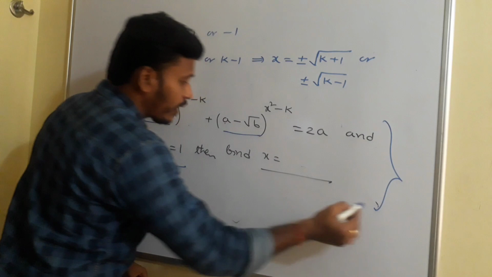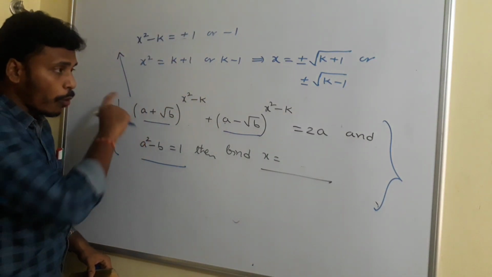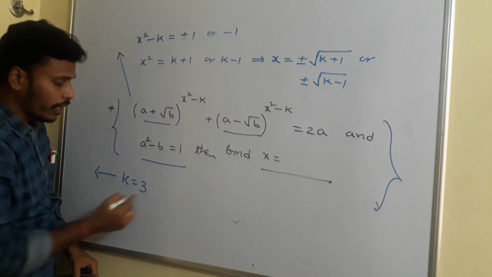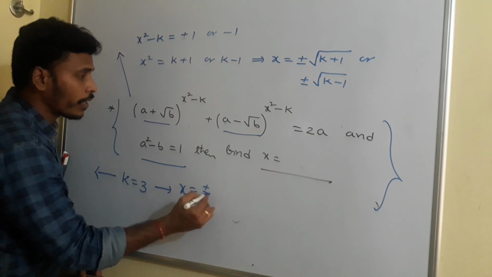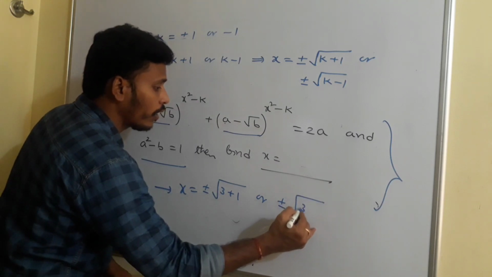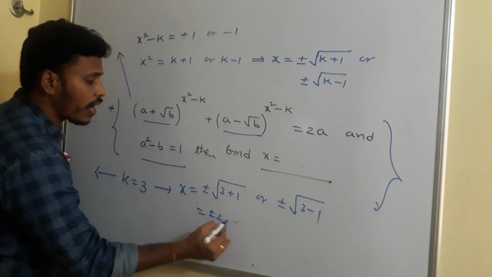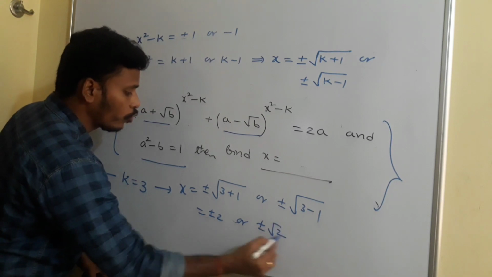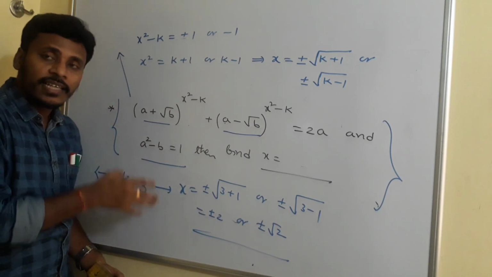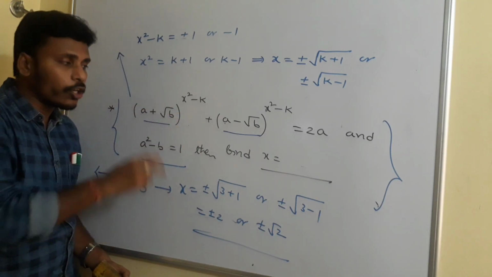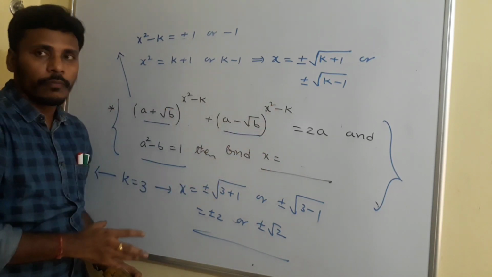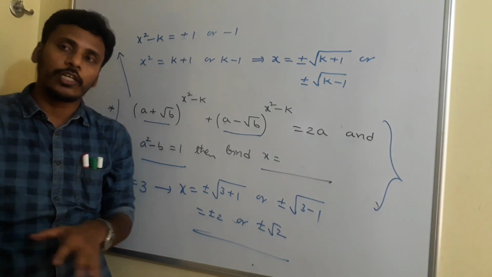Now if you compare the previously discussed problem with this general case, the value of k is equal to 3 for the previous problem. If k is equal to 3, what is x? Plus or minus root of 3 plus 1, or plus or minus root of 3 minus 1. If you solve, plus or minus 2 or plus or minus root 2, directly you will get. Just at the start of this class, I gave you the complete procedure related to these types of problems, how to proceed. But now I am giving a generalization for the problem. No need to do the total procedure in objective type questions.